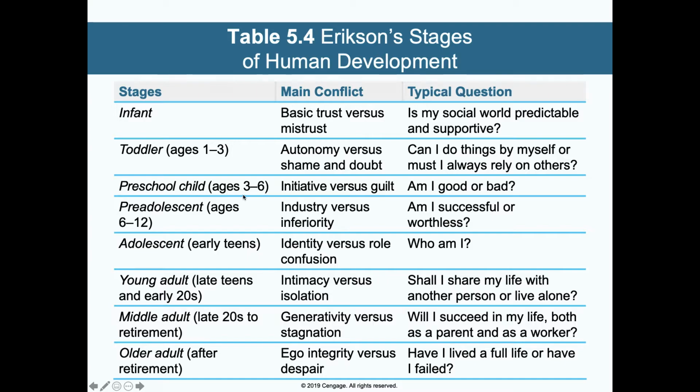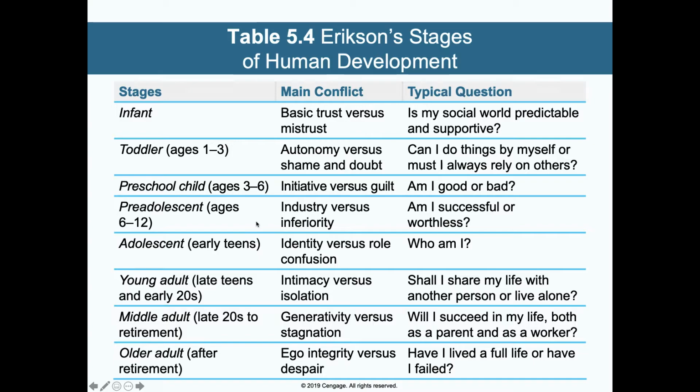The preschool child, ages 3 to 6, has this conflict of initiative versus guilt, where they typically answer the question, am I good or bad? When they try to do something, do they get in trouble? Are they yelled at? Or did they do something that they're experiencing guilt about, because it was, in their words, quote unquote, a bad thing? I did a bad thing. Okay, so this is the conflict that often goes on between ages 3 to 6.